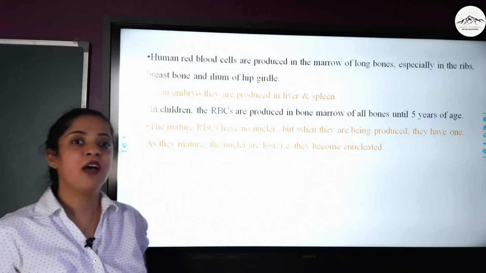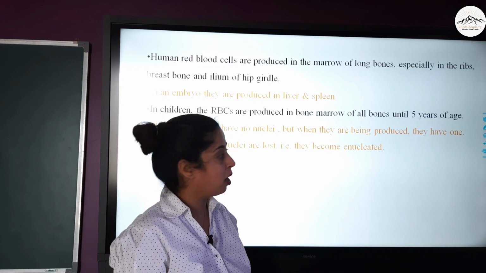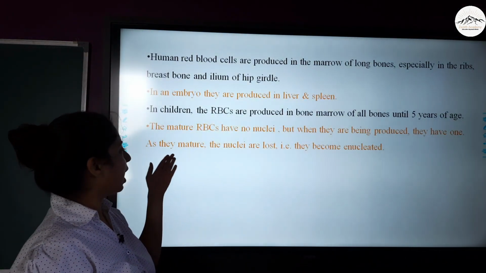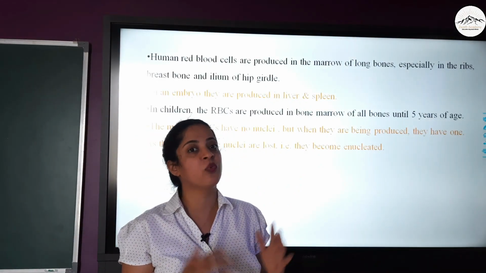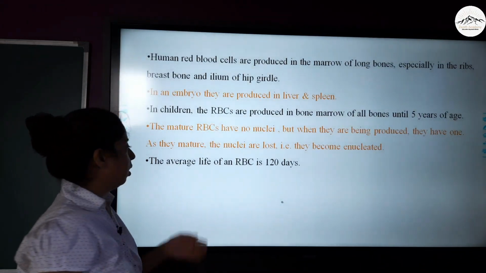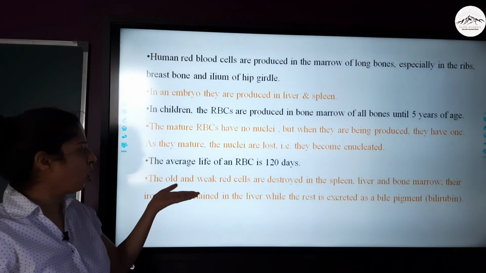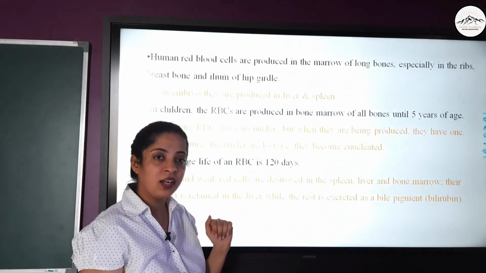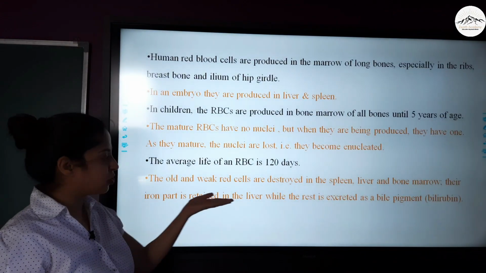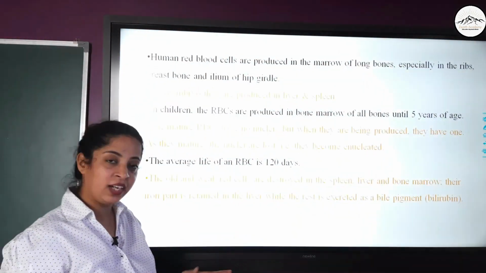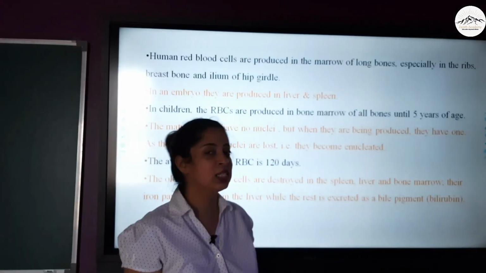The mature RBC have no nucleus. When they are being produced in your bone marrow, they have one, but as they mature, the nuclei are lost. That is, they become enucleated, which means without a nucleus. The average lifespan of an RBC is 120 days, as I already told you. The old and weak red cells are destroyed in the spleen, liver and bone marrow. Their iron part remains in the liver and is used again, while the rest is excreted as a bile pigment known as bilirubin.